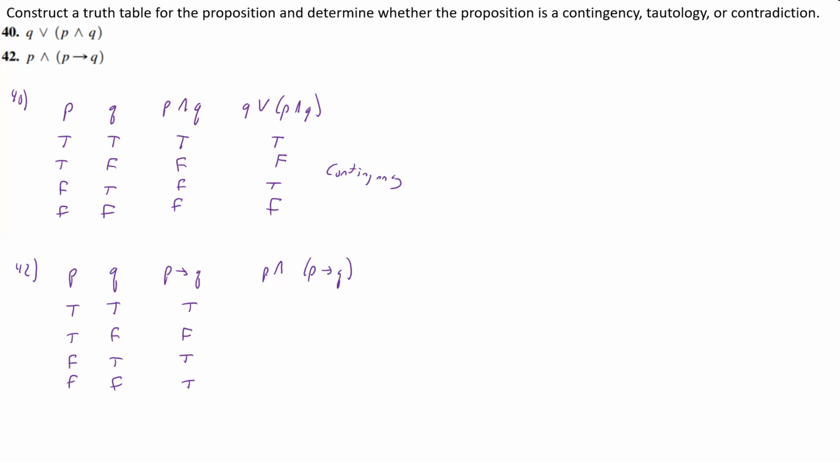Now we're going to do P and this. So they both have to be true. So that's going to be a true and a true. That's true; true and false is false; false and true is false; and false and false is false. And again, because we have at least one true and one false, this is going to be a contingency.